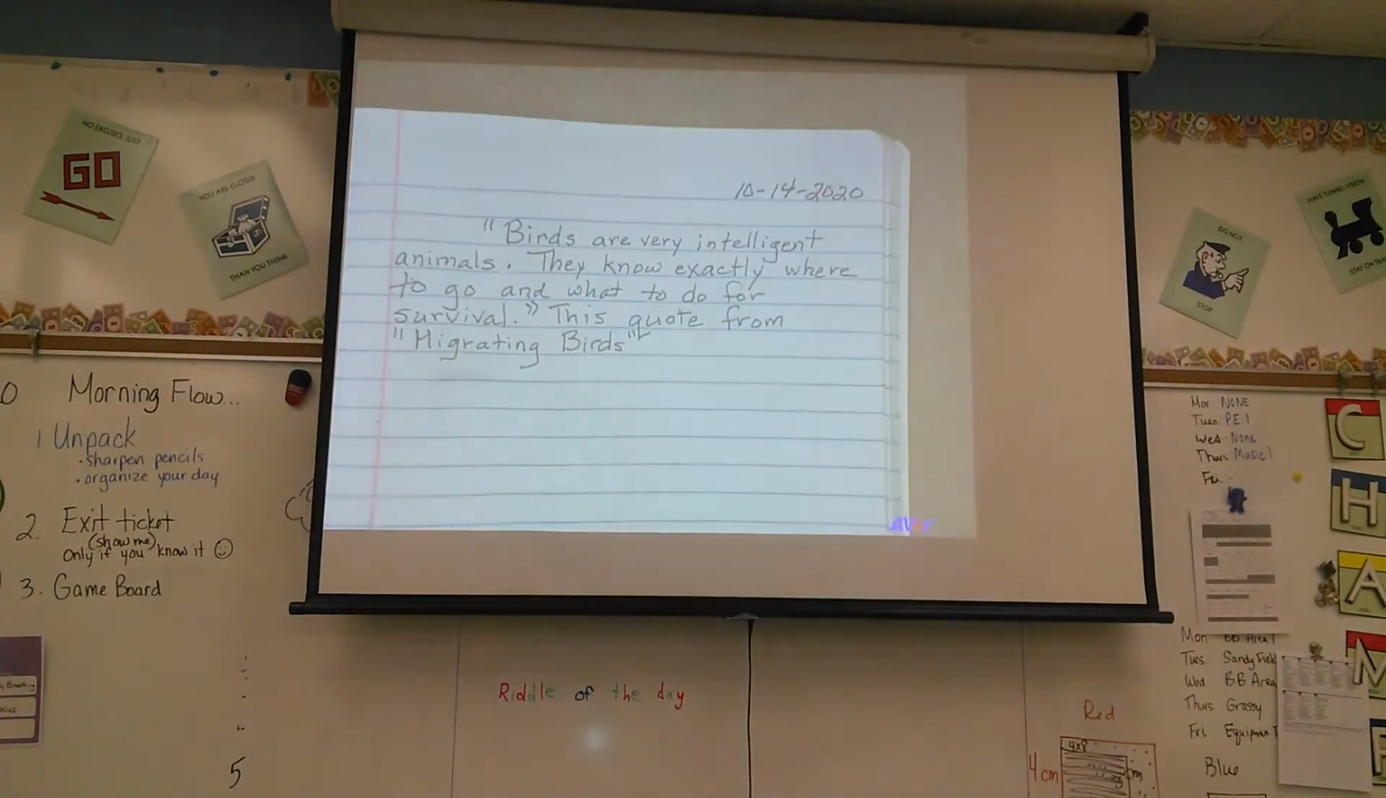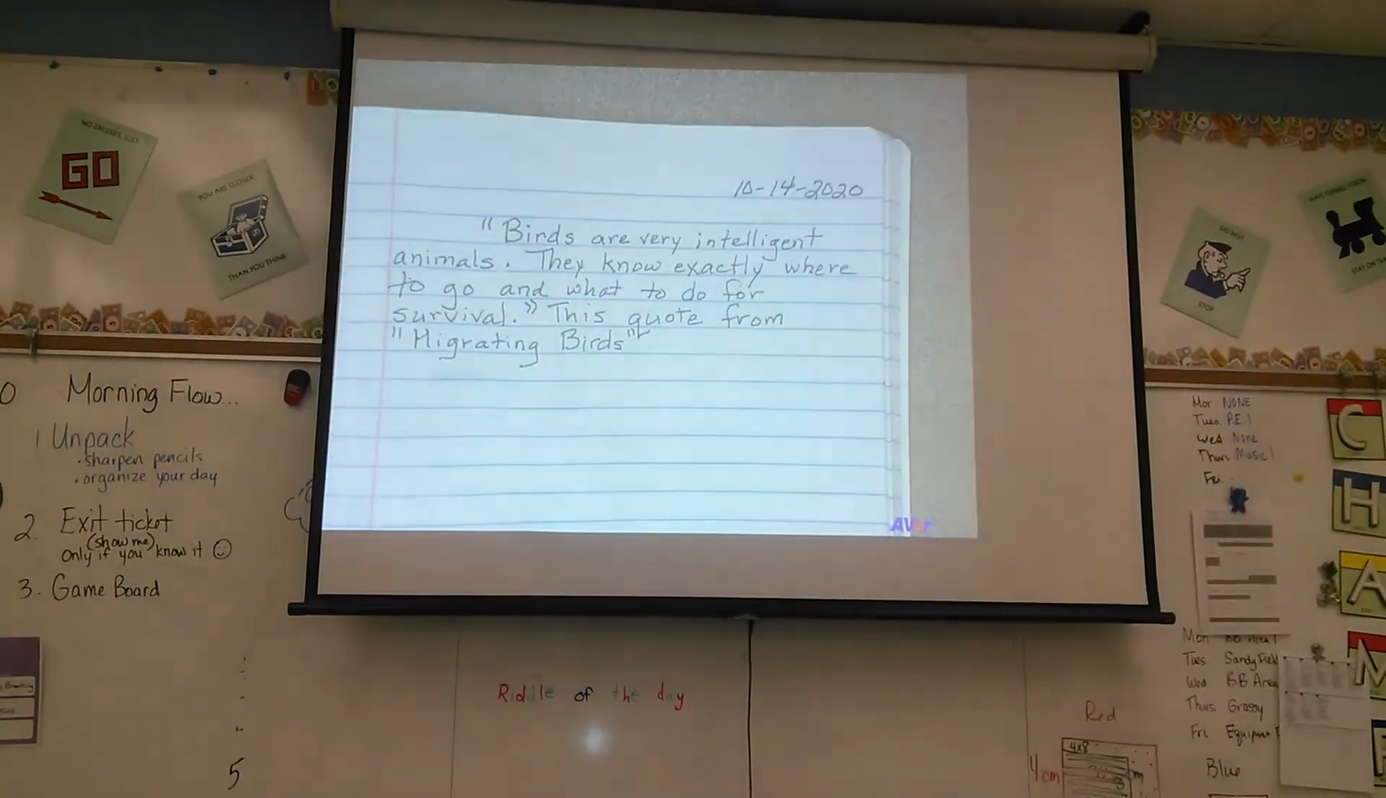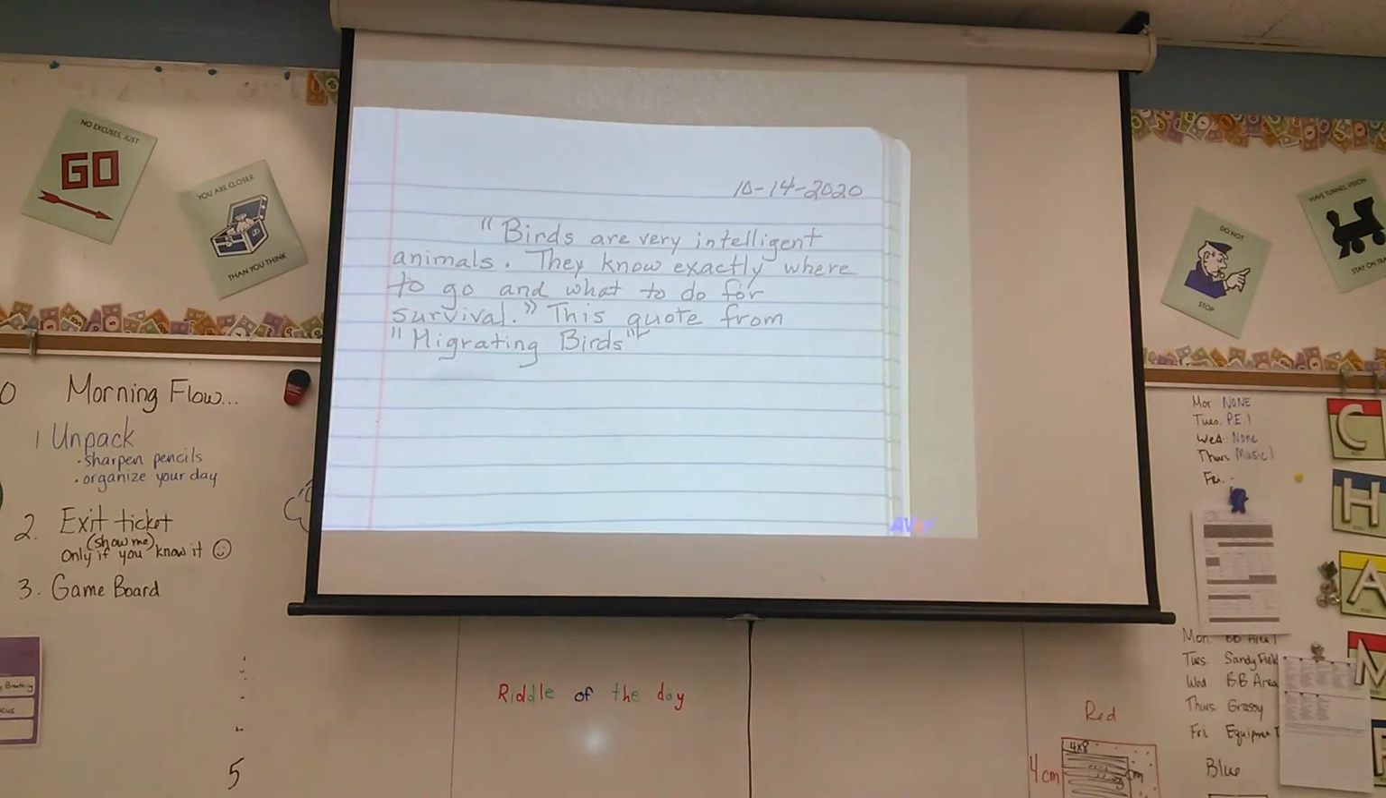Okay. This quote from Migrating Birds, and then after you do that, because this is how you're citing, you're going to want to choose a verb. Is that done? All right, it's done. Put it in the basket, and then move on to musical.